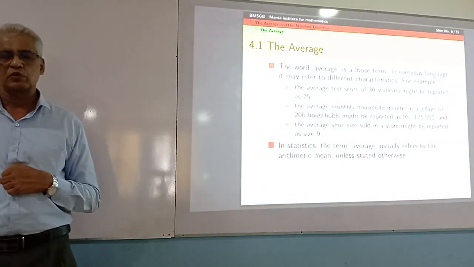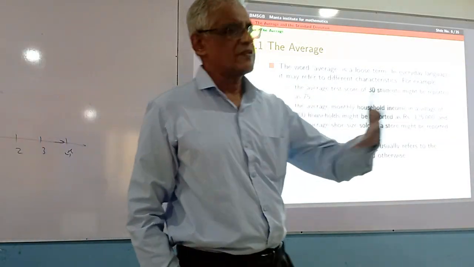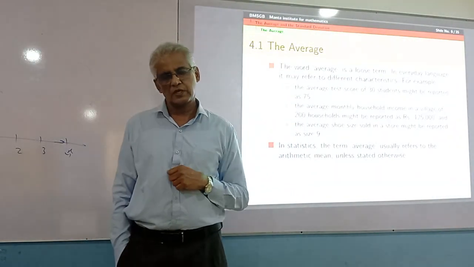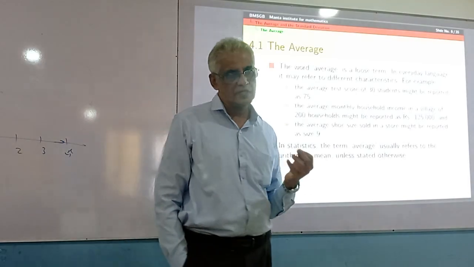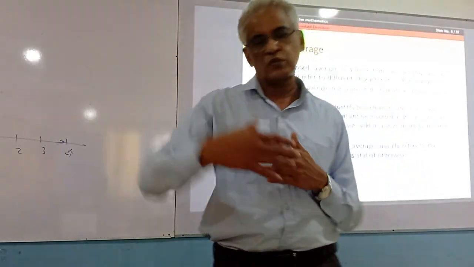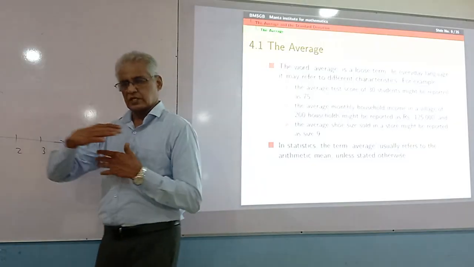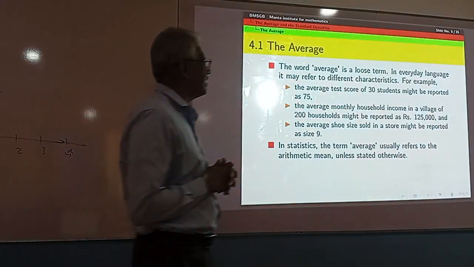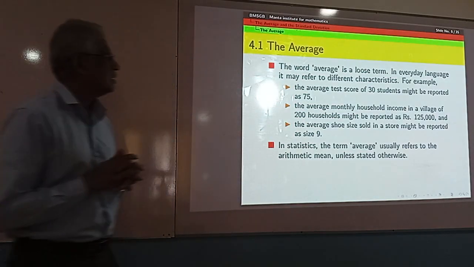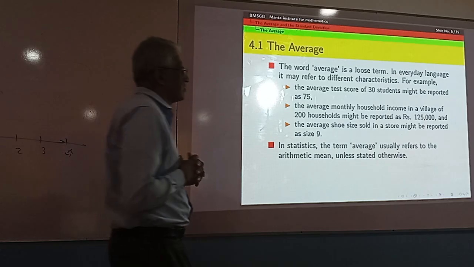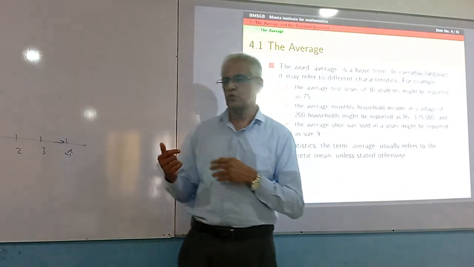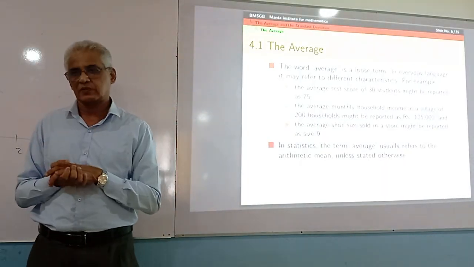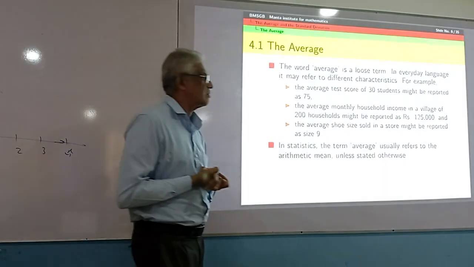So the word average is a very loose term, as I mentioned. In everyday life, usually this has several meanings according to the situation. Some people use the word average to mean different things in different situations in general day-to-day life. I have given 3 examples. The average test score of 30 students might be reported as 75. If somebody says for this class the average score for these 30 students is 75, that person usually means the arithmetic mean. That's what they mean by average in that case.